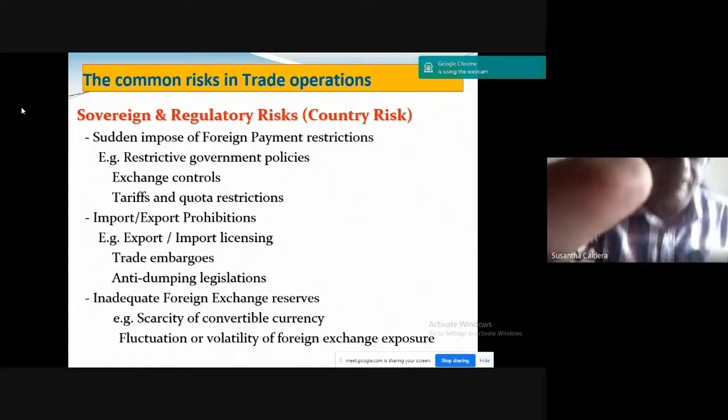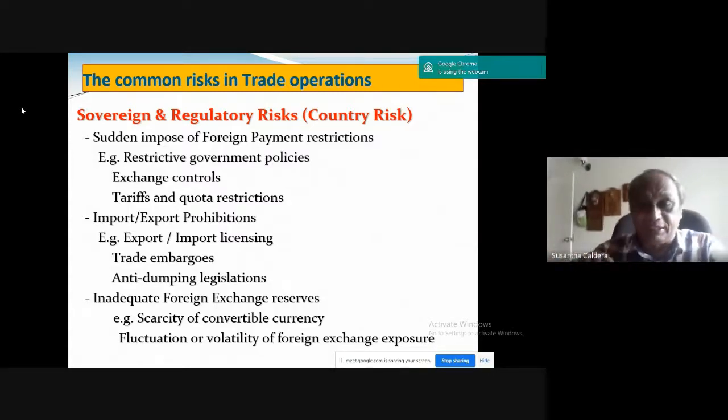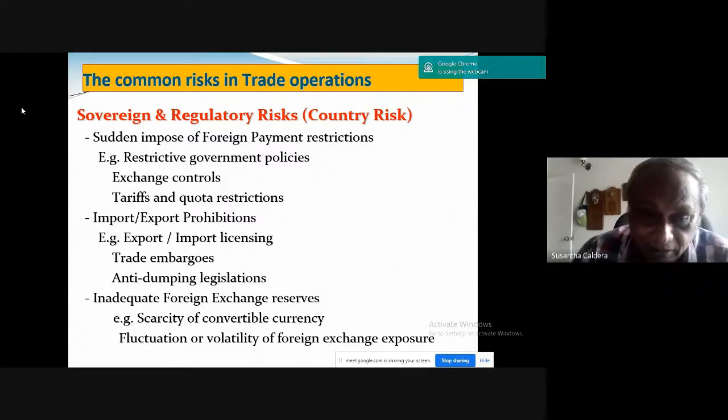Then inadequate foreign exchange reserves. Scarcity of convertible currency. Fluctuation or volatility of foreign exchange exposure. Right? Fluctuation of volatility of foreign exchange exposure. We have both of these.